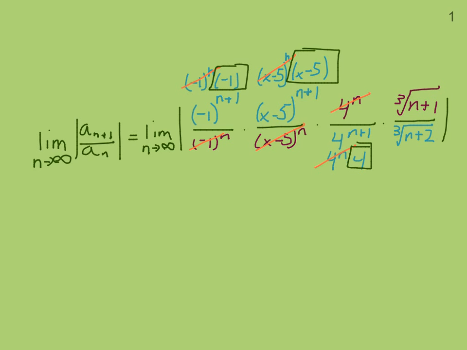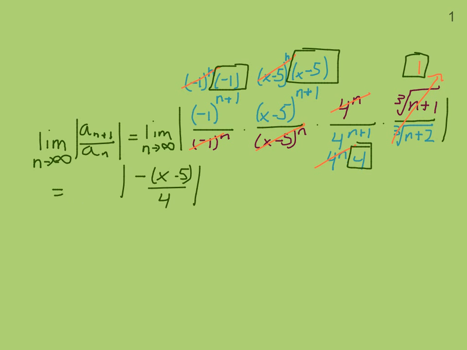The plus 1 and the plus 2 become insignificant as n goes to infinity, and so that ends up not really playing a role at all. We have the limit as n goes to infinity. Actually, all the n's are gone now. We have the absolute value of negative quantity x minus 5 all over 4. So the limit is already performed. There's no longer n involved.